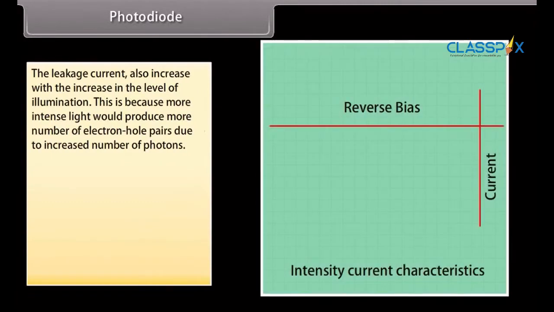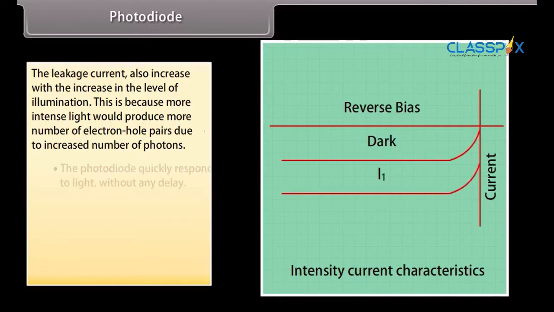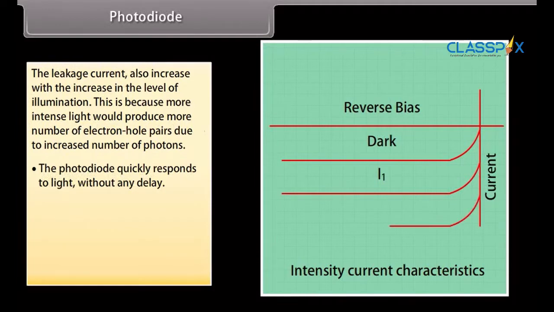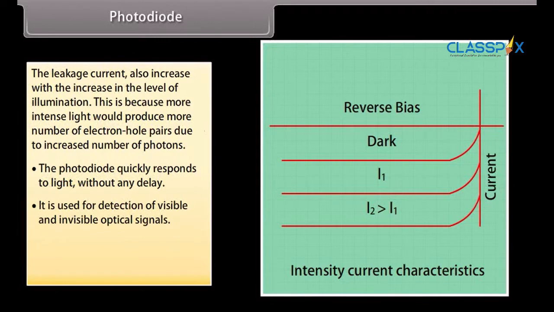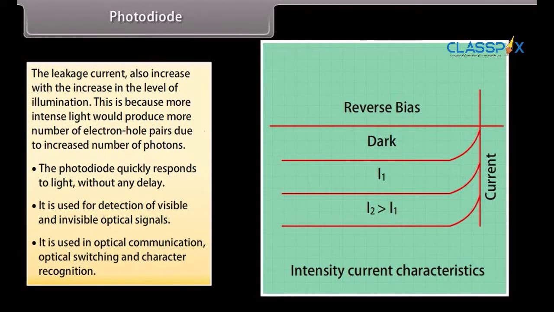The leakage current also increases with the increase in the level of illumination. This is because more intense light would produce a greater number of electron-hole pairs due to the increased number of photons. The photodiode quickly responds to light without any delay. It is used for detection of visible and invisible optical signals. It is used in optical communication, optical switching, and character recognition.